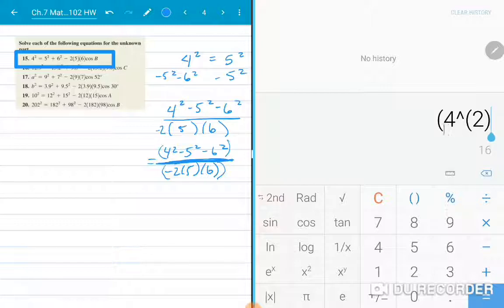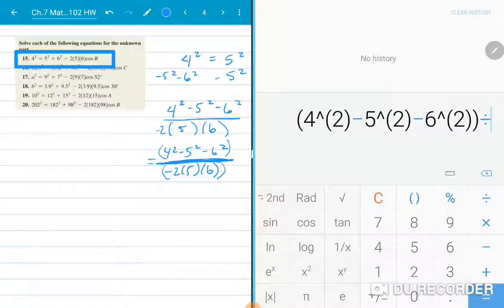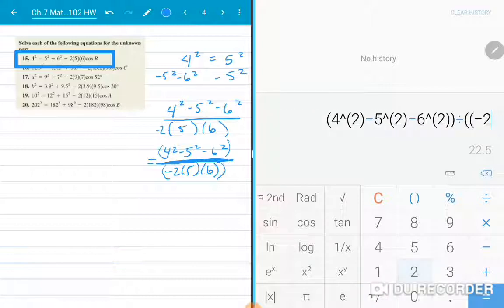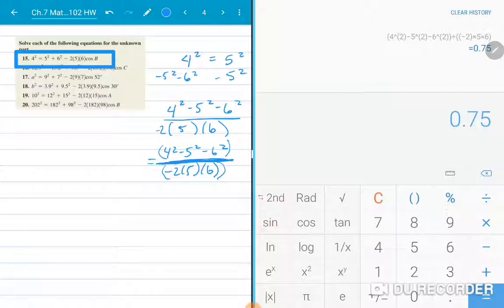So the numerator parenthesis, then 4 squared minus 5 squared minus 6 squared. Close that numerator. Then do your division sign for the fraction bar. And then open a parenthesis for the denominator. So then I'll have a negative 2 times, and that negative comes with a parenthesis too. So close that negative parenthesis. And then we have times 5 times 6. And then close that denominator parenthesis. And I get 0.75.